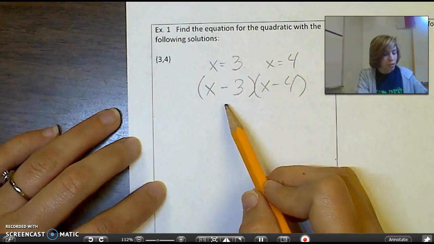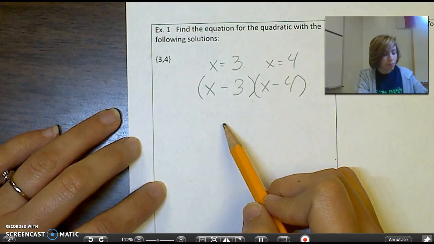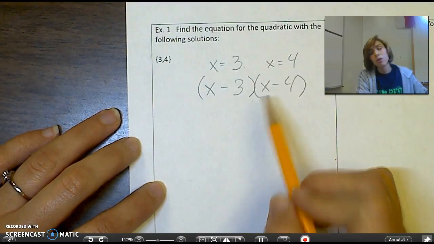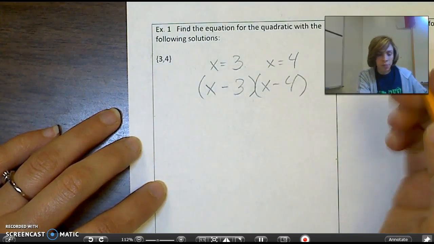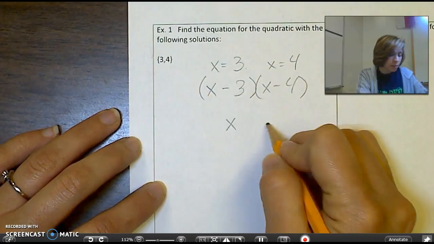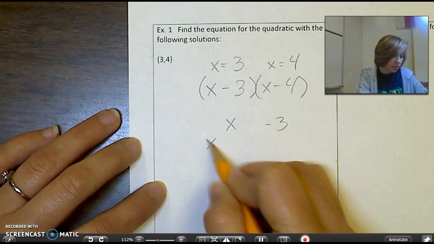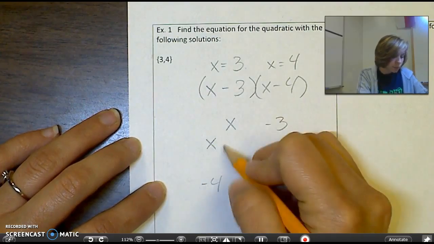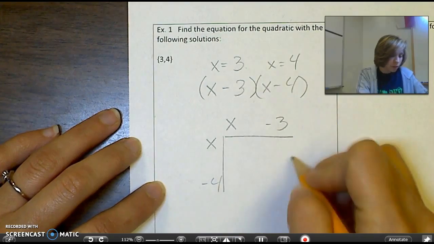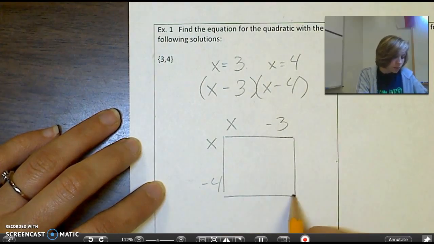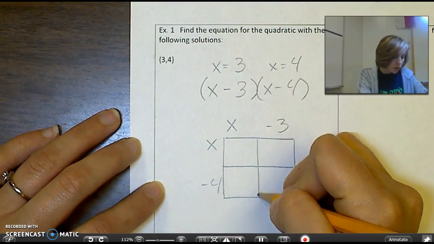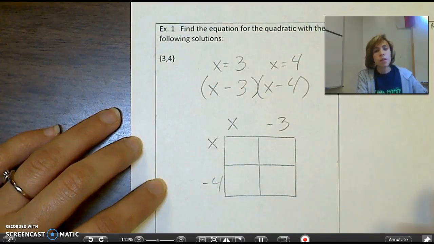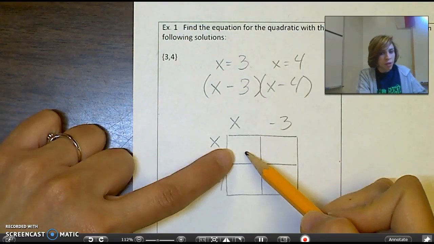So what you'll do now is multiply these two things together. You could either do it by the box method or you could do it by distribution or by FOIL. In this example, I'm going to do it by the box method. So I'm going to put x minus 3 here and then x minus 4 here. Okay, so x times x, that's what's going to go in this box.